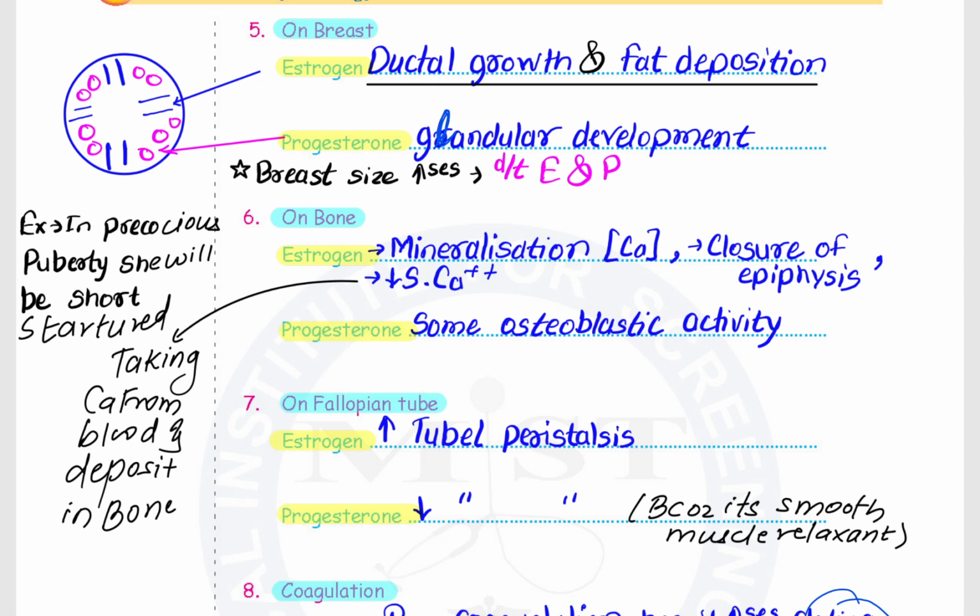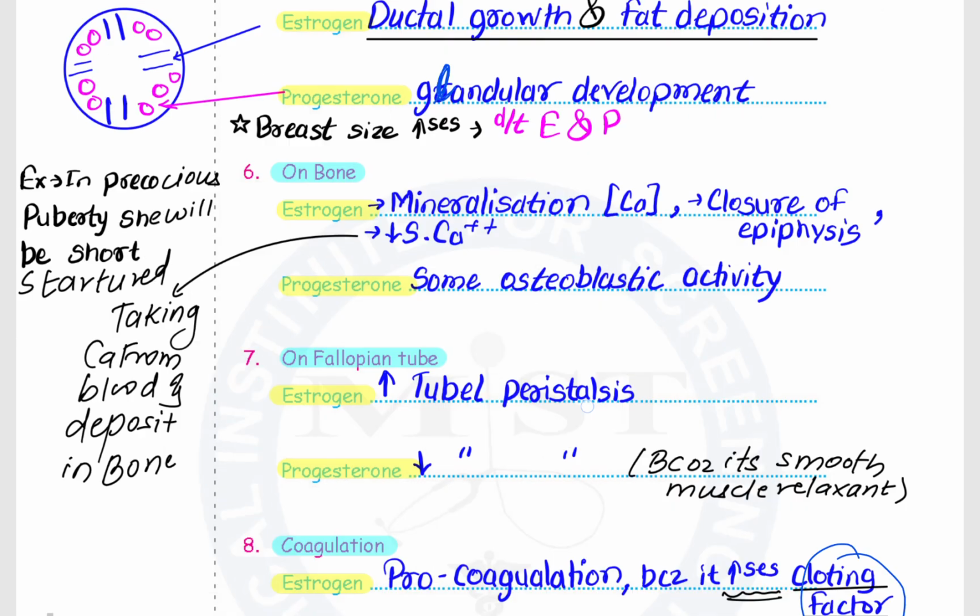So if there is a precocious puberty, you will be short statured. Okay. Progesterone has some osteoblastic activity. Estrogen has the main function, which is mineralization and closure of epiphyses, which leads to, in case of precocious puberty, the women being short in stature.